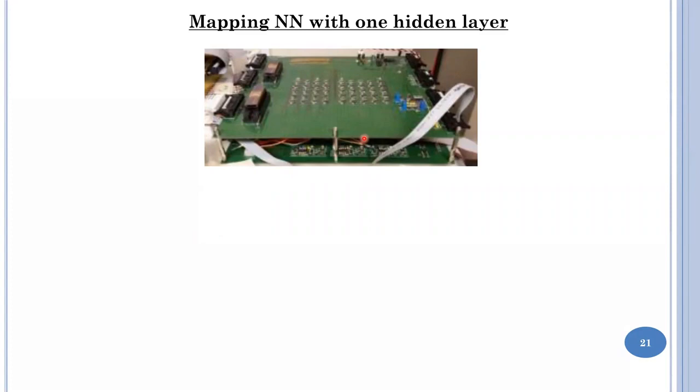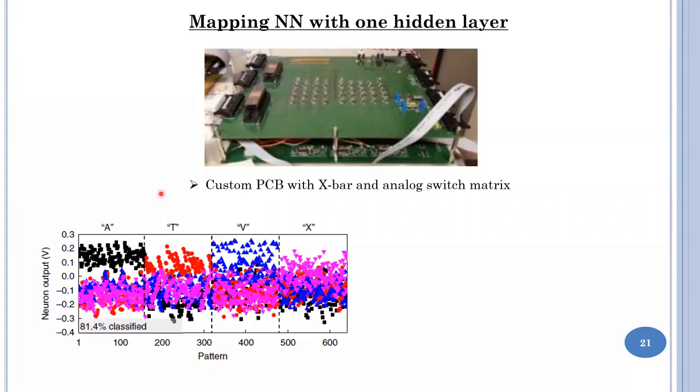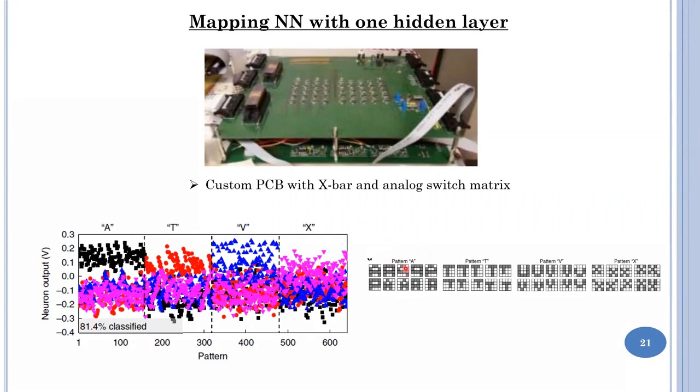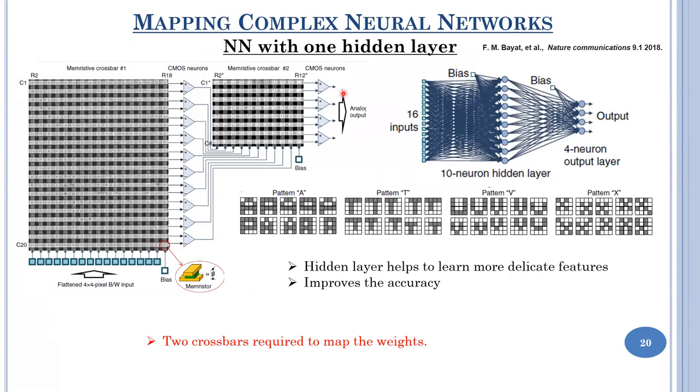If you look at what is happening over here, if you apply any input corresponding to this pattern A, you'll see that the neuron output, or the current through this neuron, is the highest for the first neuron. So here also you have this first neuron, which is representing your class A. The second neuron is representing your class T. The third neuron is representing class V. And the fourth neuron is representing your class X.